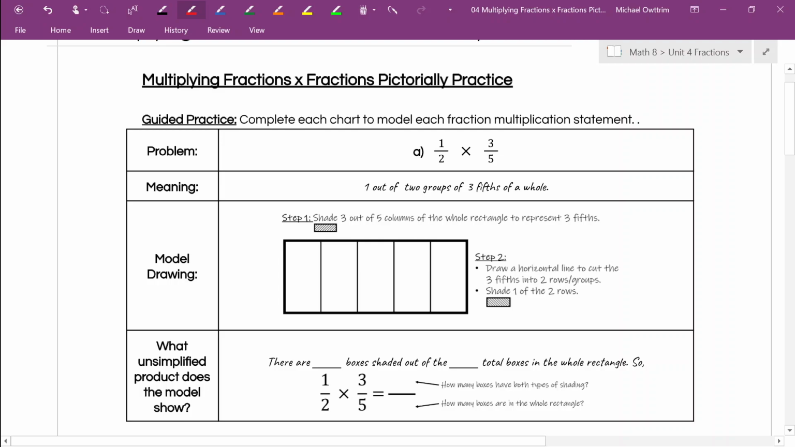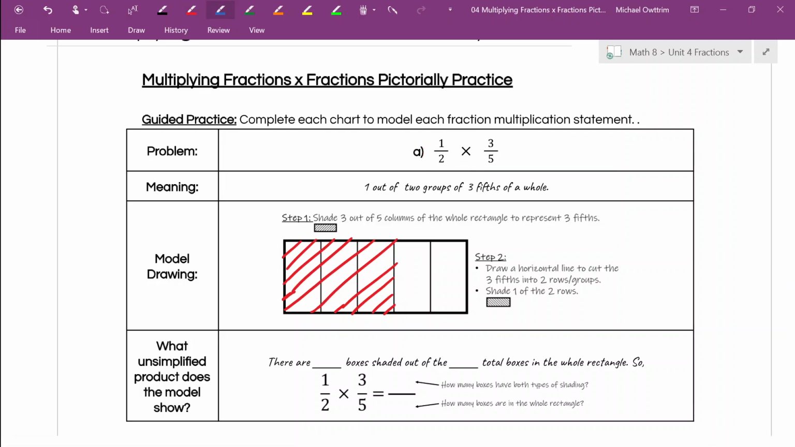So first thing we're going to do is inside our whole rectangle, we're going to shade 3 out of 5 columns using our crosshatches. And that's to represent the fact that we're starting with 3/5 of a whole. 3 out of 5 sections are present to begin with. Now, unfortunately, we don't have all those 3 out of 5. We're only keeping 1/2 of that.